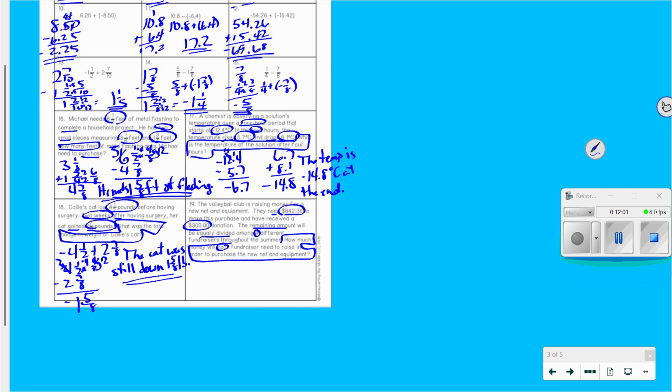So there's our question. So first I need to take the 300 from the 842. That gives me 542.60. Because I've already taken that first $300 donation. I'm doing this over 4 different fundraisers. We're just doing the division.